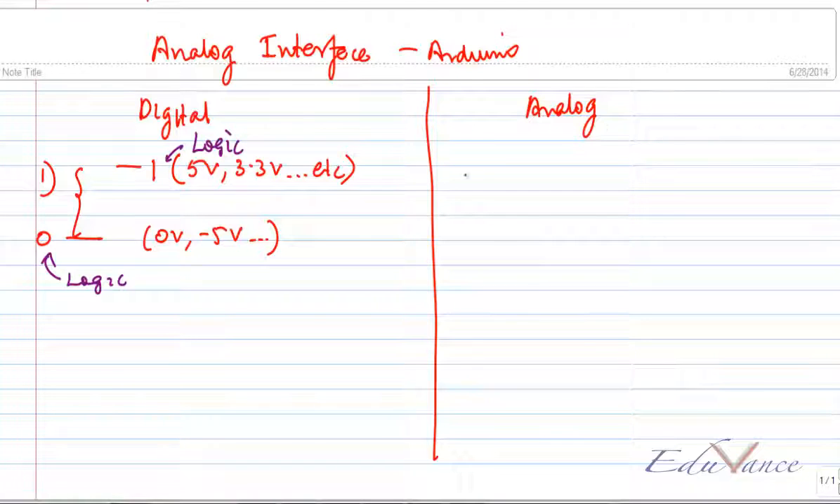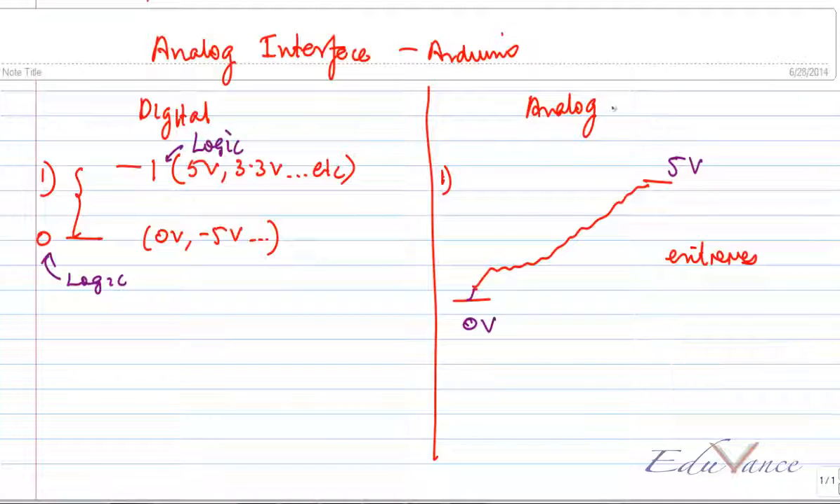Similarly, in analog you can have any set of levels between two extremes. So between two extreme values, for example between 0 volts and 5 volts, an analog signal can take any value.